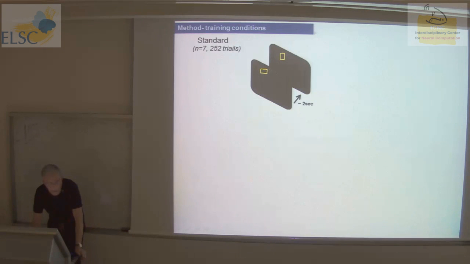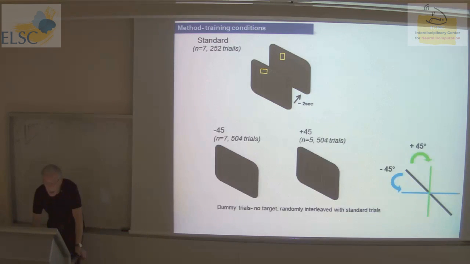So we have the standard condition, and we have 2 dummy conditions, what we call dummy trials. We have dummy trials which are minus 45 degrees relative to the target, or in another experiment plus 45 degrees relative to the target. And we hope that this will reduce the adaptation effect. These trials are intermixed randomly.